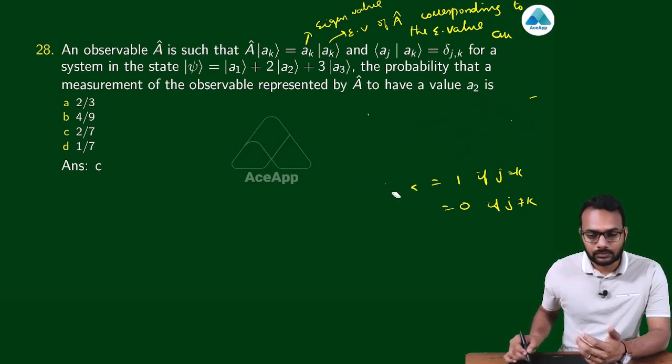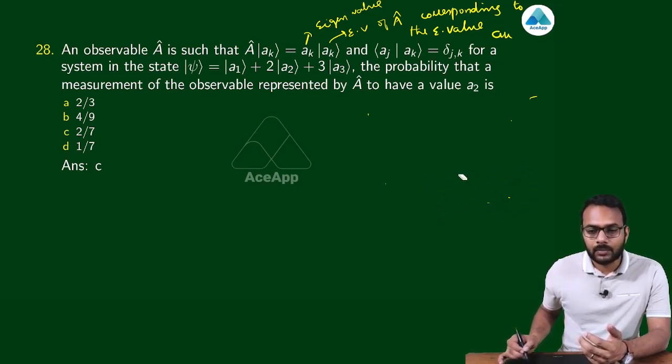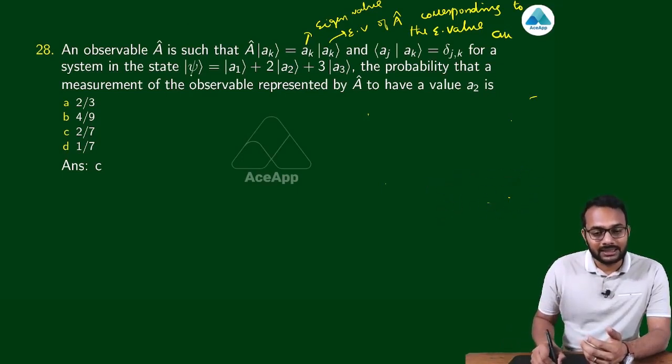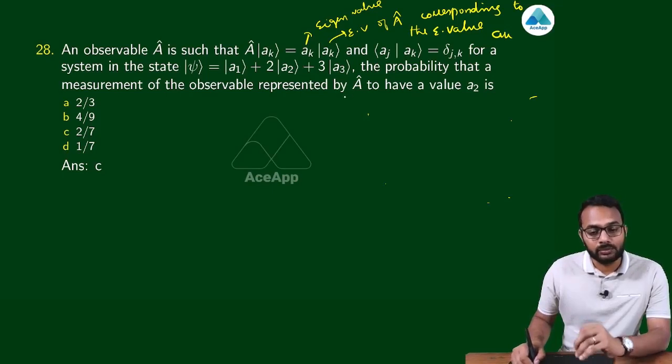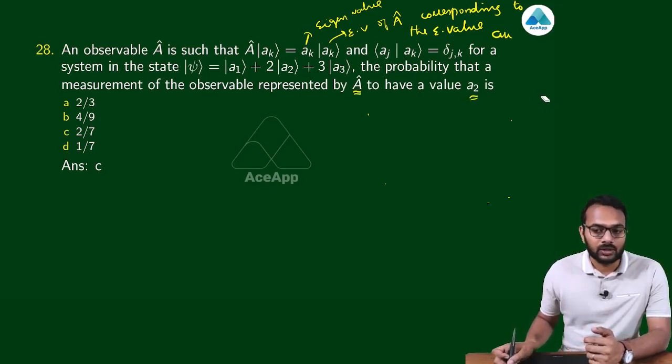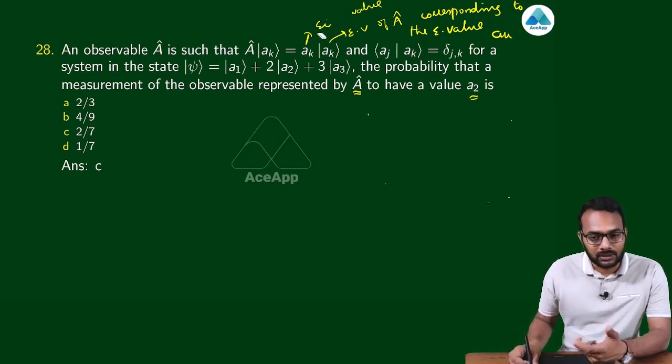So we are still reading the question. For a system in the given state a1 plus 2a2 plus 3a3, find the probability that a measurement of the observable represented by A cap gives the value a2. This is the probability of finding a particular value, a problem similar to those we have done before.